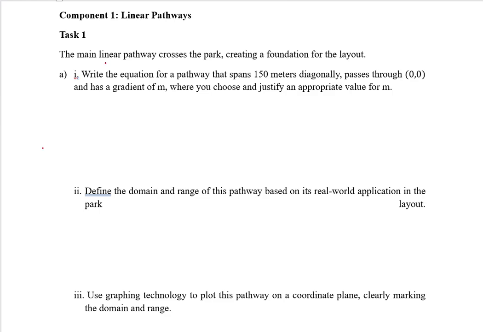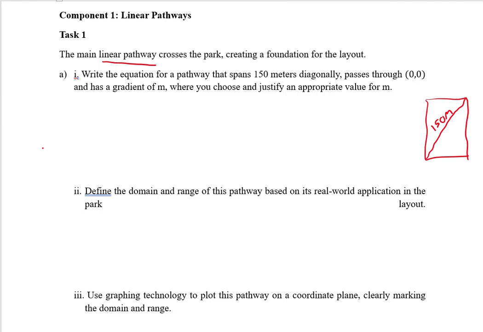It first says we are doing a linear pathway that crosses the park. So straight away, the first thing I'm going to think about is if I draw my park, I'm having a linear line going through my park. This line we know is going to be 150 meters. So that part there is going to help us for I and II.